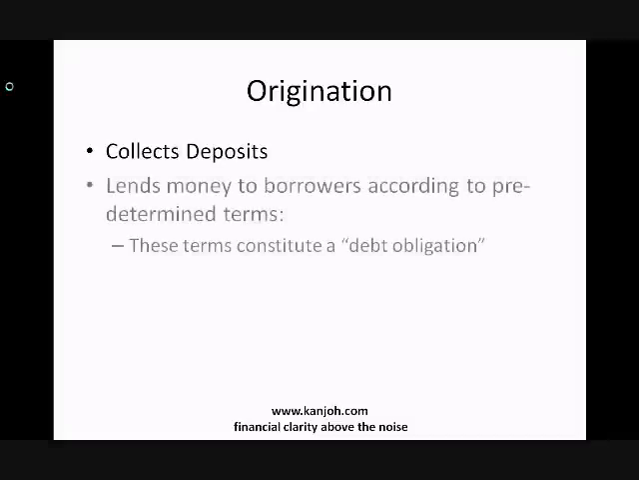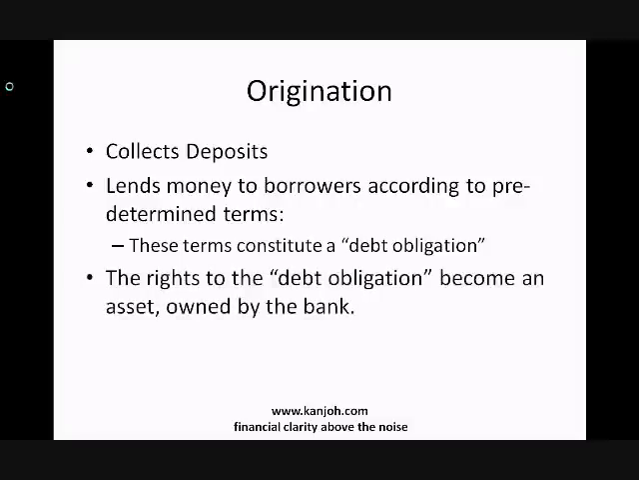In the second step, the bank will lend this money to borrowers according to predetermined terms. So a borrower will come and say, I have this credit rating, I need a mortgage of this amount, and I'm willing to pay it back over this many years. And these terms will constitute what's called a debt obligation. So the bank will issue all these loans, and in return, they will have the rights to this debt obligation. The rights to this debt obligation will then become an asset that's owned by the bank. So the bank has a cash outflow, and in return, the debt obligation, the rights to certain cash inflows in the future, are now owned by the bank. So that's the origination process.